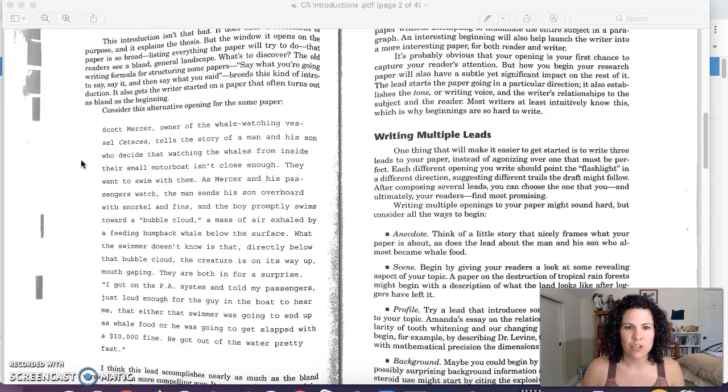As Mercer and his passengers watch, the man sends his son overboard with snorkel and fins, and the boy promptly swims towards a bubble cloud, a mass of air exhaled by a feeding humpback whale below the surface. What the swimmer doesn't know is that directly below the bubble cloud, the creature is on its way up, mouth gaping. Right, so we have a sense of drama, we have all of those narrative and descriptive techniques. We also have much stronger verbs and syntax in this writing, and so that is the type of introduction that we are wanting for this essay.